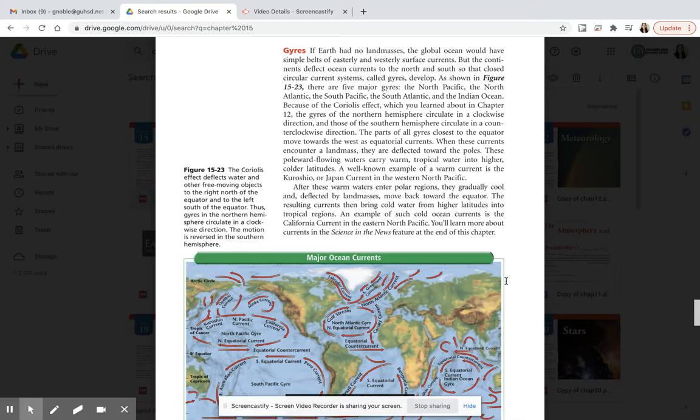After these warm waters enter polar regions, they gradually cool and, deflected by land masses, move back toward the equator. The resulting currents then bring cold water from higher latitudes into tropical regions. An example of such cold ocean currents is the California current in the eastern North Pacific. You'll learn more about currents in the Science in the News feature at the end of this chapter.